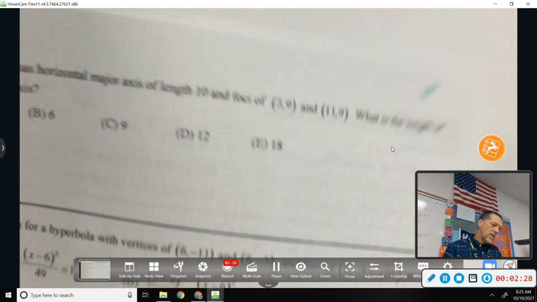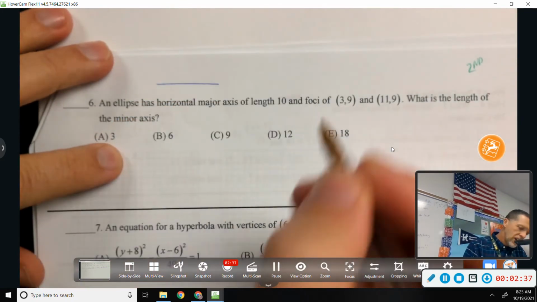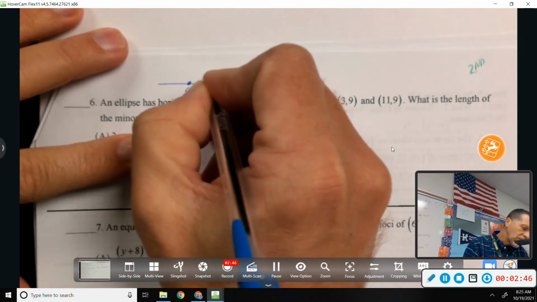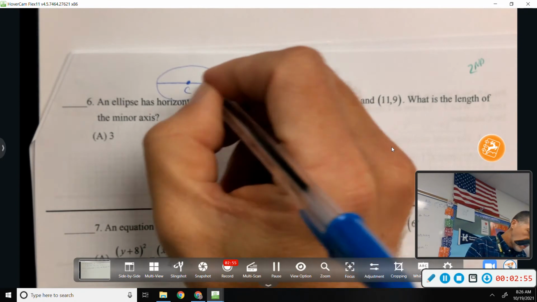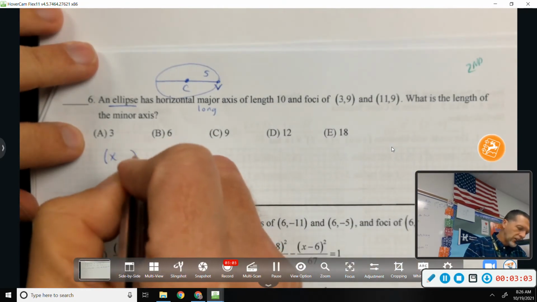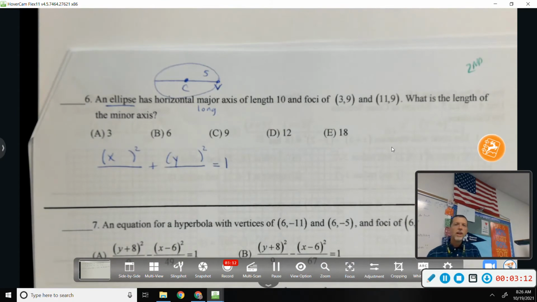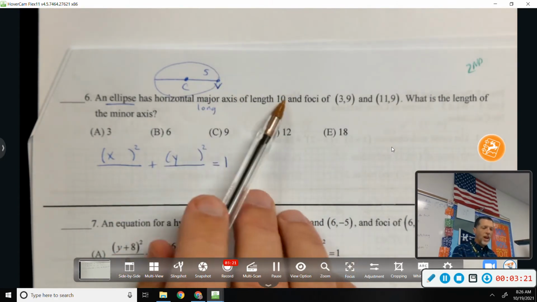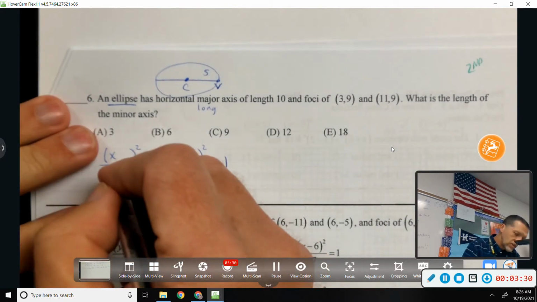Alright, so number 6. An ellipse has a horizontal major axis. Okay, horizontal means this way. Major means it's the longest. Length of 10. So I need to be careful. That means it's 5 from center to vertex. So ellipse. What's the length of? I don't think I want to answer that question yet. I think I would just rather write the equation of the ellipse and go from there. So I know what an equation of an ellipse looks like. Horizontal major axis is 10. What do I do with? I knew to divide it in half to get 5. What do I do with the 5? Square it and put it where? Under the x. So definitely 25 there.